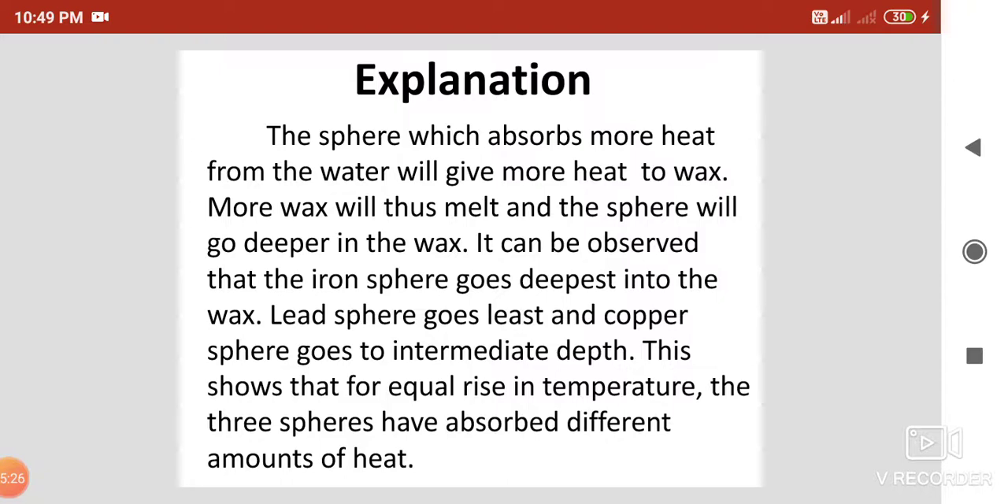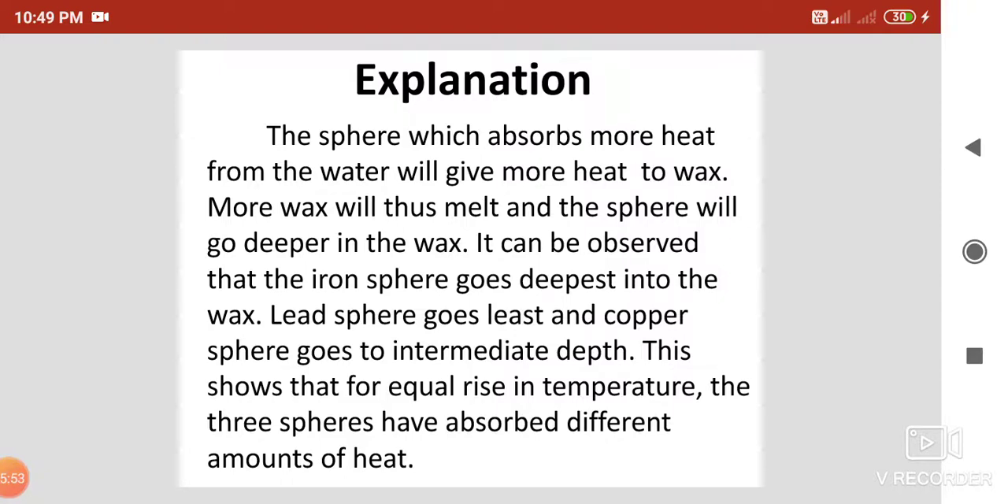It can be observed that, out of these three spheres, the iron sphere goes deepest into the wax, while the lead sphere goes least, and the copper sphere goes to an intermediate depth, in between the iron and copper. This shows that for equal rise in temperature, the three spheres have absorbed different amounts of heat.